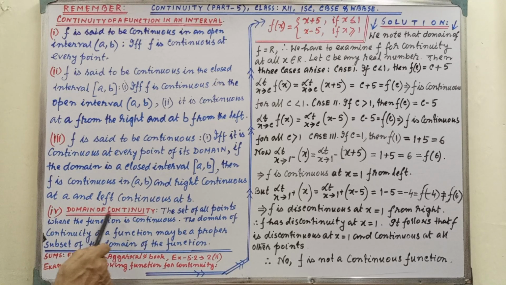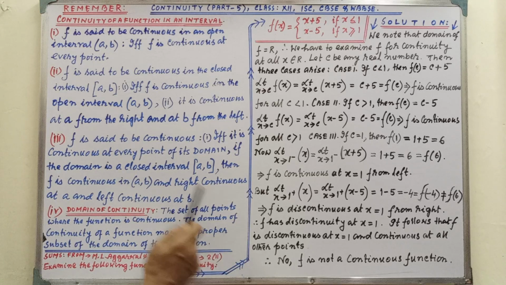Last part, domain of continuity: the set of all points where the function is continuous. The domain of continuity of a function may be a proper subset of the domain of the function. These are the points you have to remember.